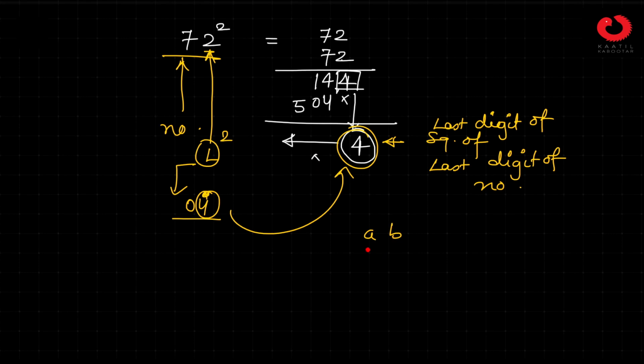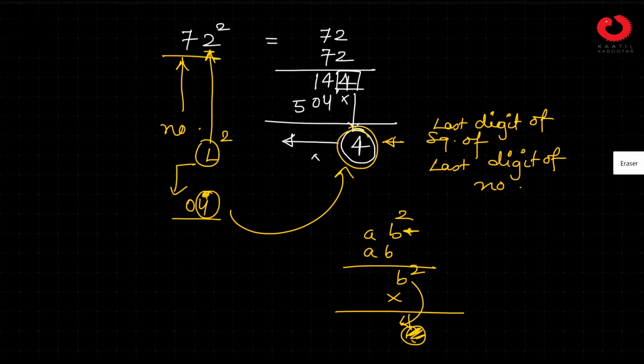Any number, if you take AB, you will be multiplying it with AB, you will get B square, and then you put a cross and you will see this is B square. So whatever the square, the last digit of B square will be the last digit over here. Okay, so this is one understanding we have developed.